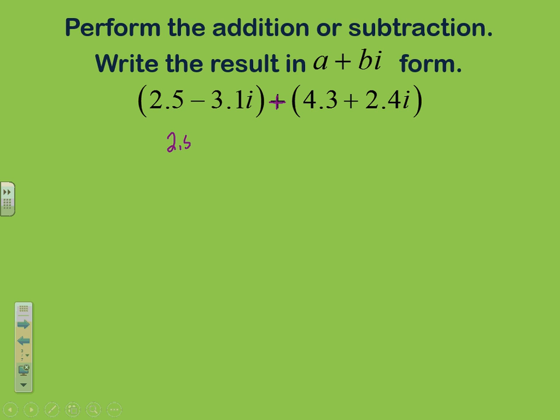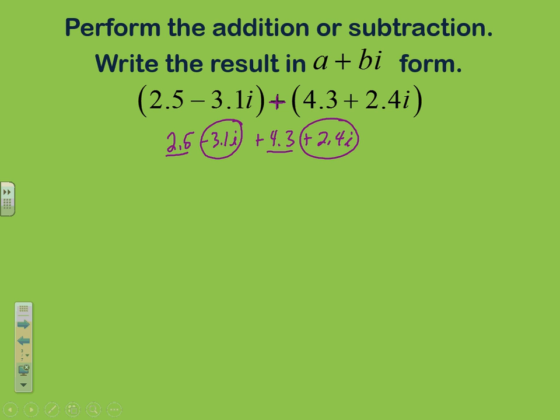So 2.5 minus 3.1i plus the 4.3 plus 2.4i, and simply identify the like terms and combine them. Sometimes I like to do this just to demonstrate what the like terms are without having to rewrite the entire problem with the like terms next to each other.